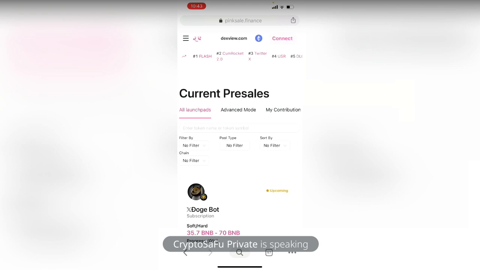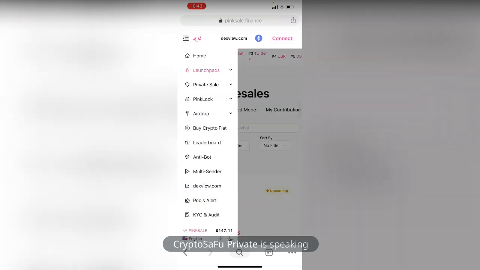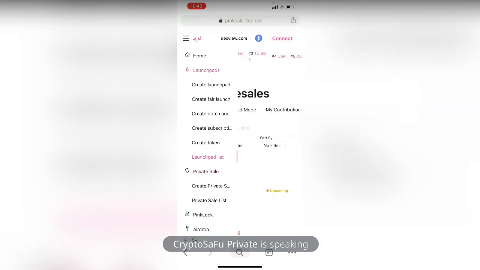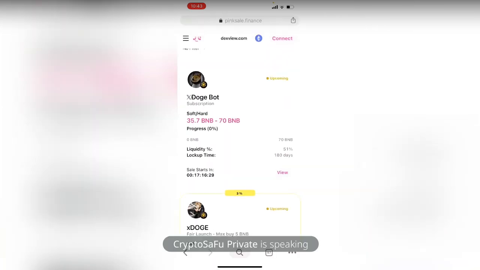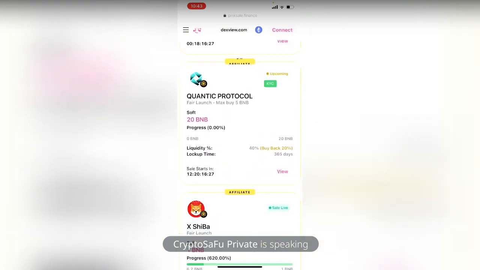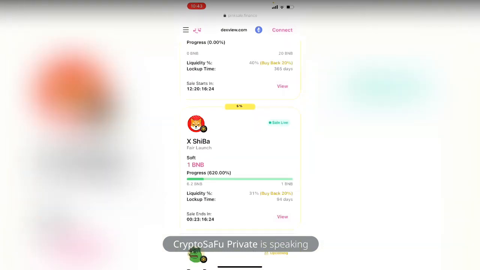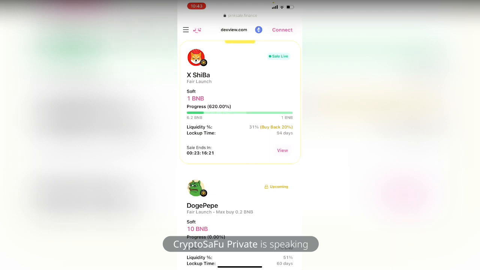To answer your question directly, this is Pink Sale. I'm sharing my screen now, and on Pink Sale we have different types of launch. We have the subscription launch, the fair launch, the normal pre-sale, and we also have the private pre-sale. For the normal pre-sale, like what Crypto Cabal was explaining, it is going to have a target that has to be met. Now I'm going to open this current live sale, which is X Shiba.